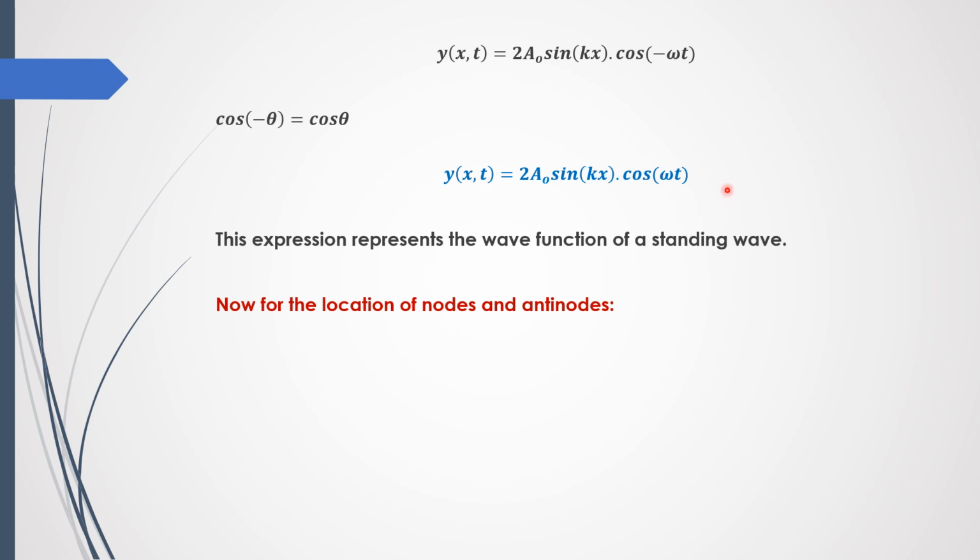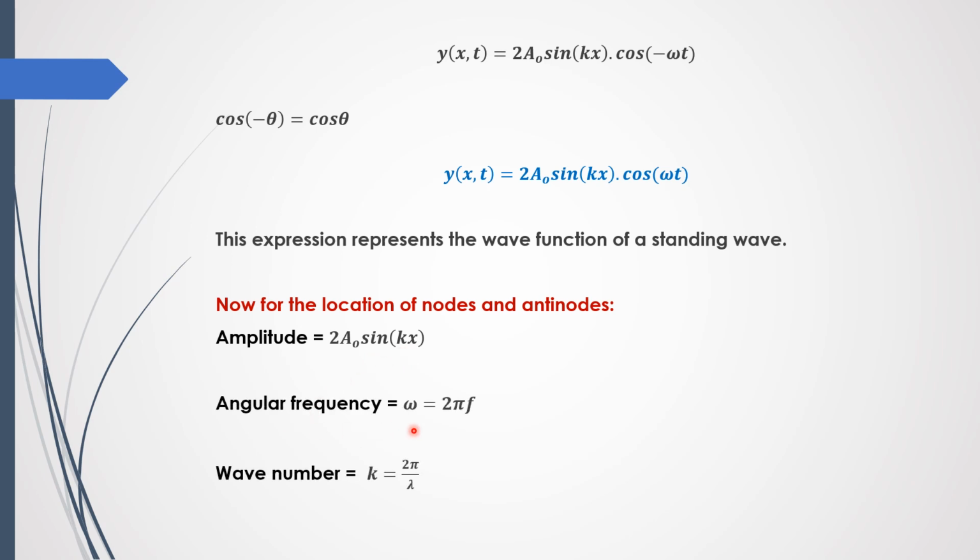Now using this expression, we try to locate the nodes and antinodes. In this expression, amplitude is 2a sin(kx) and angular frequency is ω. We know that ω is equal to 2πf, and wave number k is equal to 2π upon λ.